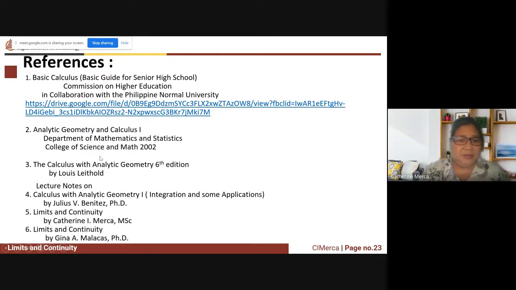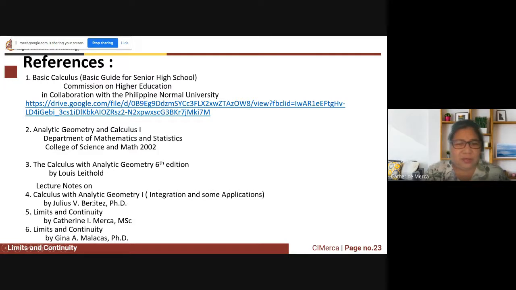I also made use of the Analytic Geometry in Calculus 1, which was the department's textbook before. And also Louis Leithold. This is a very thick book. This is what I used when I was in college. This was the text we used for Calculus 1, 2 and 3 in engineering, and for BS Math as well. It's a three-series calculus with analytic geometry. We used it for 3 semesters.